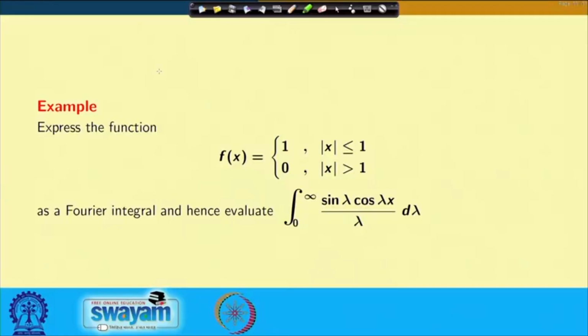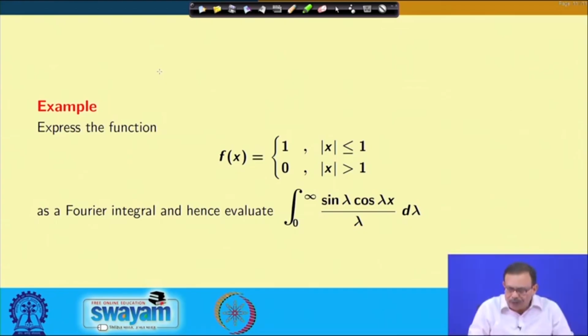Express the function f(x) equals 1 whenever mod x is less than 1, and 0 whenever mod x is greater than 1. We are saying that you express the function as a Fourier integral. That means we have to write f(x) in its Fourier integral representation, where the function appears as an integrand inside the integration sign.